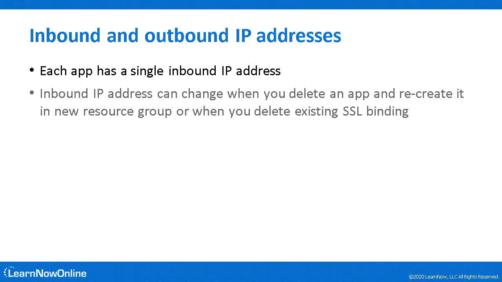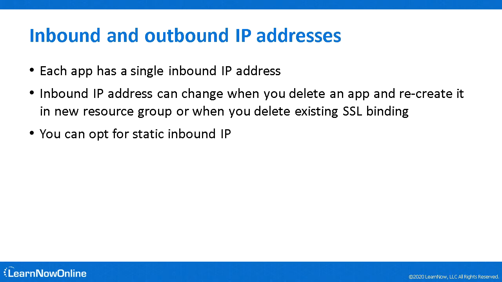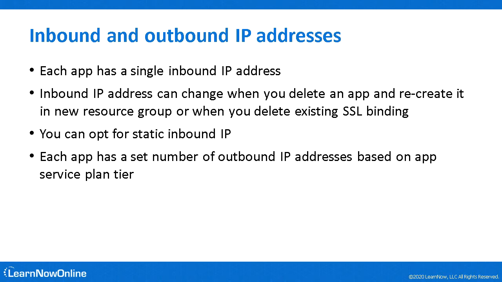Every app has a single inbound IP address, and this inbound IP address can change when you delete an app or you recreate it in a new resource group. Even when you have configured your SSL and TLS integration with your app, if you delete that existing SSL binding, then also your inbound IP address is going to change. If you want to keep the same IP, then you can opt for a static inbound IP. And remember, each app has a set number of outbound IP addresses also, based on the app service plan tier. So when you choose the free tier, standard S1, or even the premium tier, as we know, different features are going to change, and how many outbound IPs you're going to have is also going to change based on that.